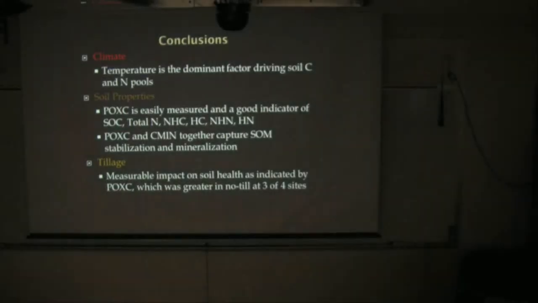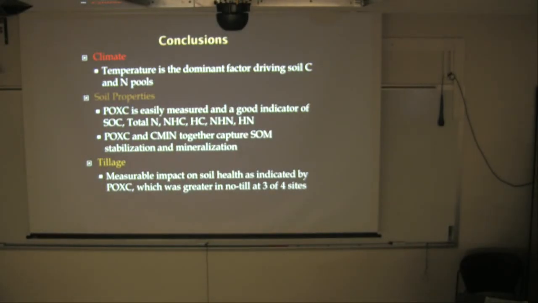So, in conclusion, climate was the dominant factor in driving soil carbon and nitrogen pools. POC is an easily measured and a strong indicator of multiple soil properties, including soil organic carbon, total nitrogen, as well as the hydrolyzable and non-hydrolyzable fractions. And that POC and carbon mineralization considered together capture important information about the soil organic matter pool, both in regards to stabilization and mineralization.